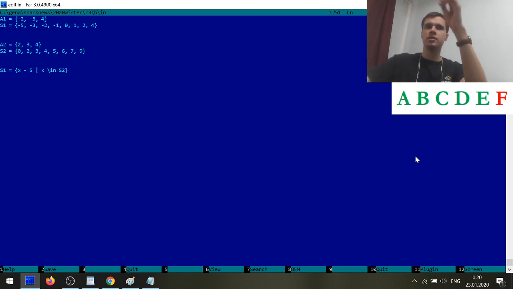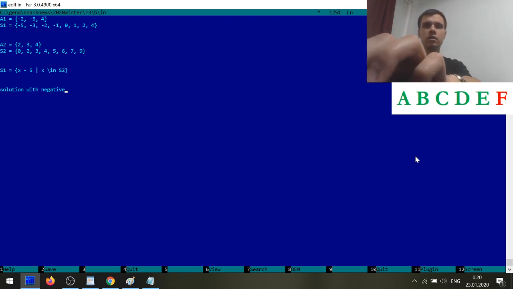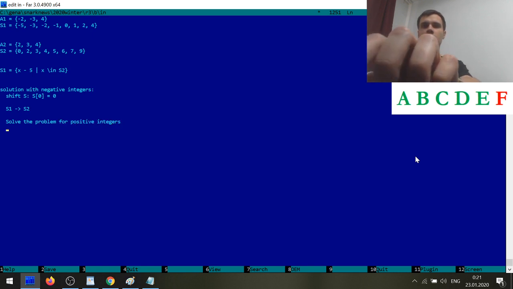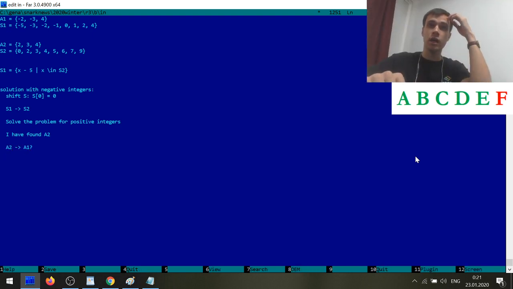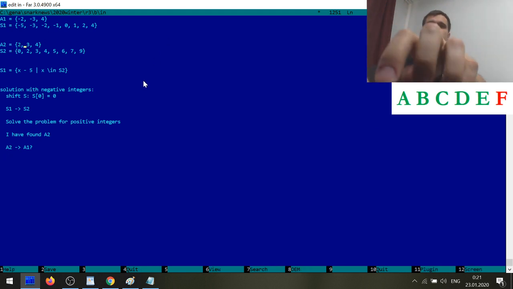So basically, the solution with negative integers is to just shift the set so that S0 is 0. So for example, I will transform S1 to S2 in this case. Then solve the problem for positive integers. Then I have found A2 this way. And how to go from A2 to A1? That's the question. The change is that I have to negate some of the integers.